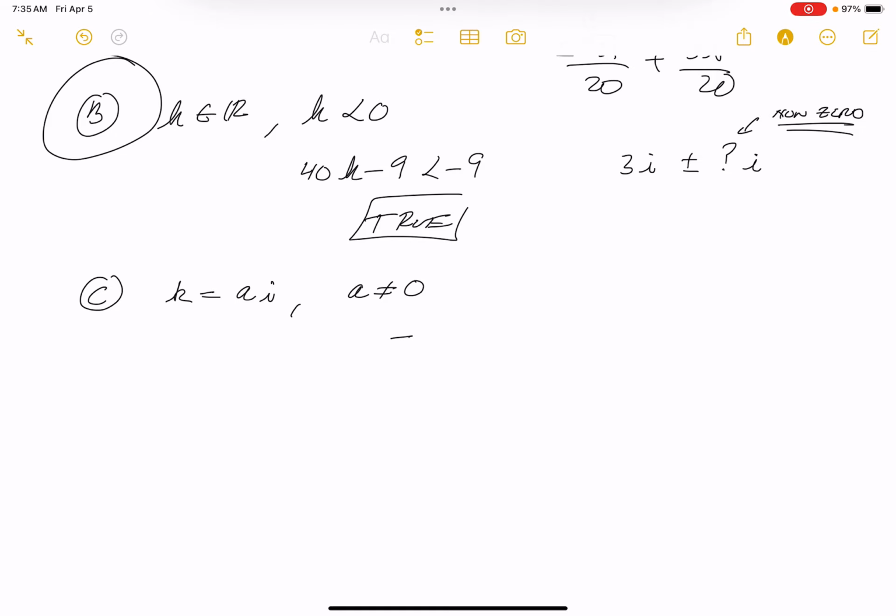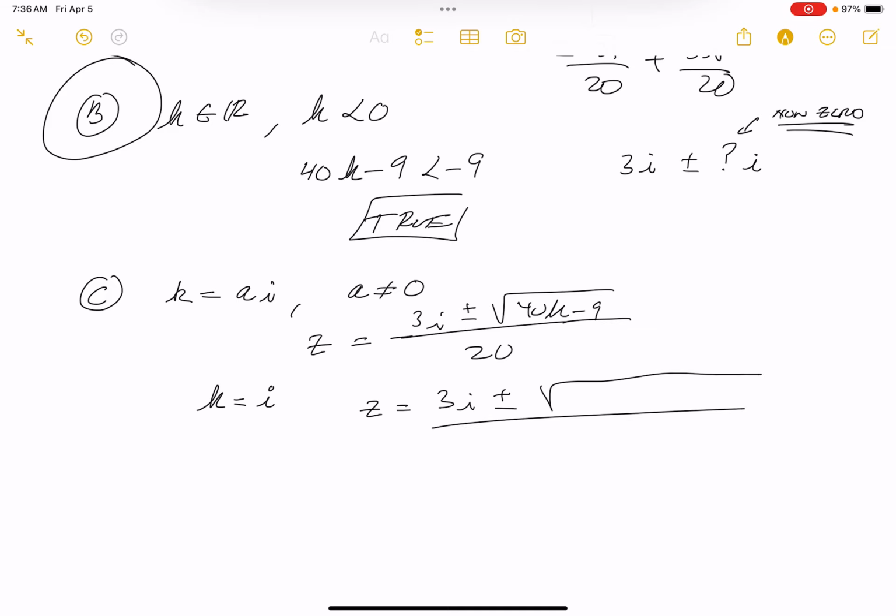So z is 3i, plus or minus the square root of (40k minus 9) over 20. Well, in this case here, I really have to think about it. I'm going to pick a nice k, a k that's easy for me to handle. By the way, I'm going to pick i. Now, if I did that, what do you get? You're going to get z equals 3i plus or minus, and this is the tough part for me.